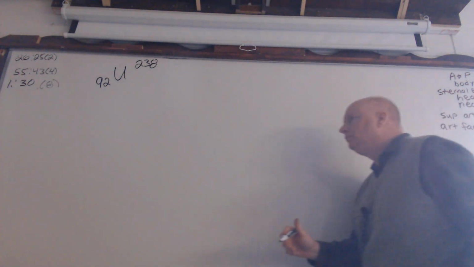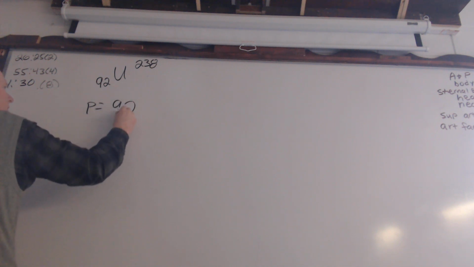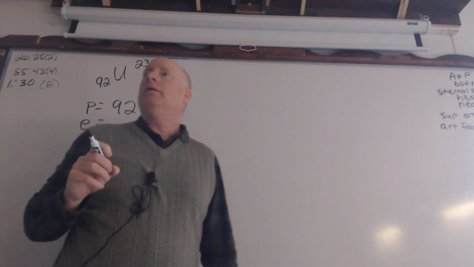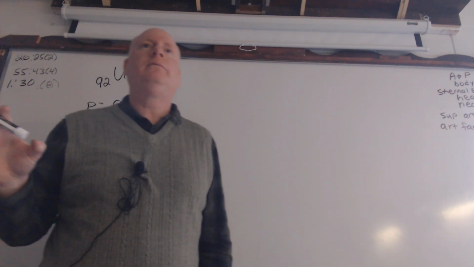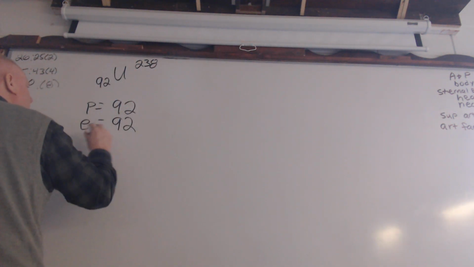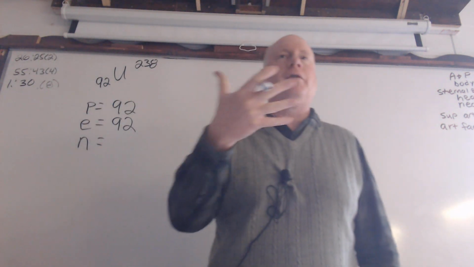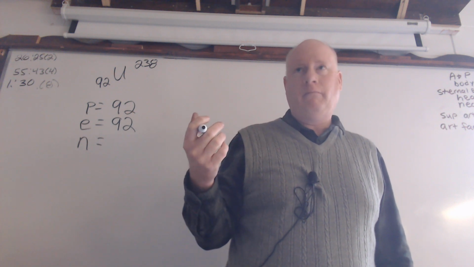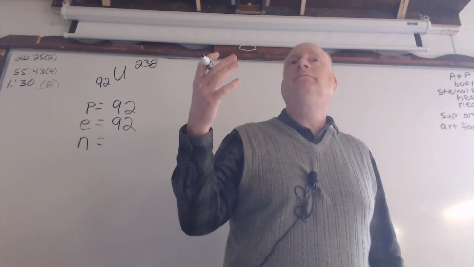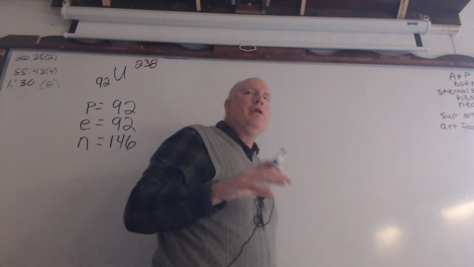Its protons are 92. Okay, it's got 92 protons. Why are you right? Because its atomic number is always the number of protons. It's neutral. So how many neutrons? How would you calculate how many neutrons it has? 238 take away 92. And that gives you what? 146. 146. Okay.